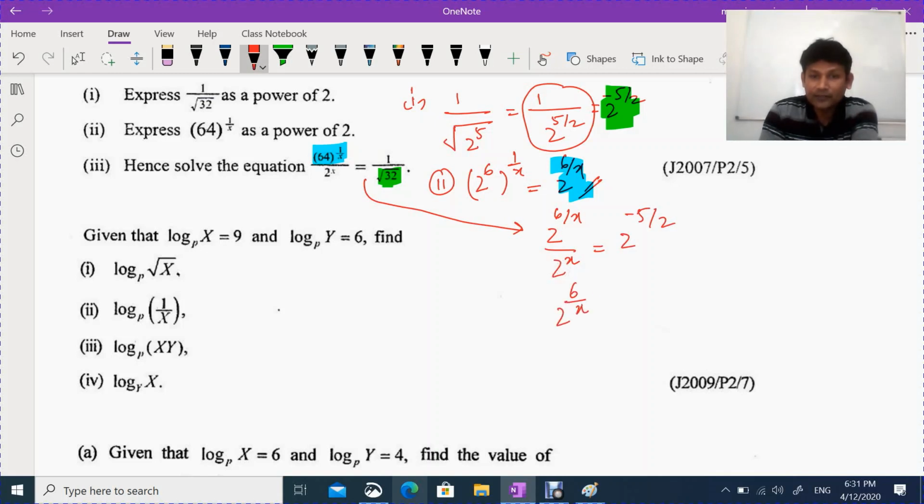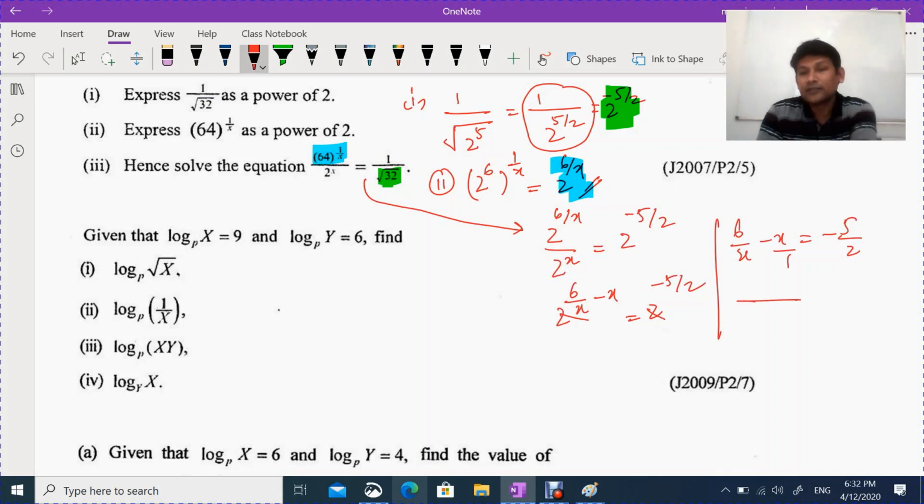6 upon x minus x is equal to minus 5 upon 2. This cancels out, and you can simplify. 6 upon x minus x is equal to minus 5 upon 2. 1 is there, take the LCM. LCM is 6, and you can write 6 minus x square is equal to minus 5 upon 2.